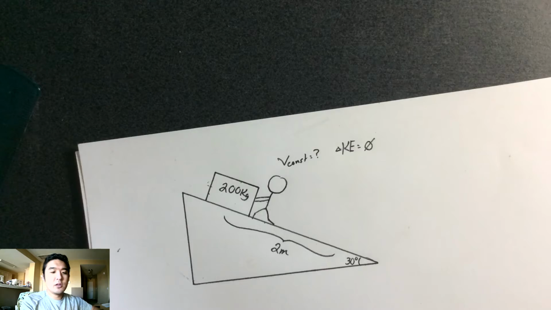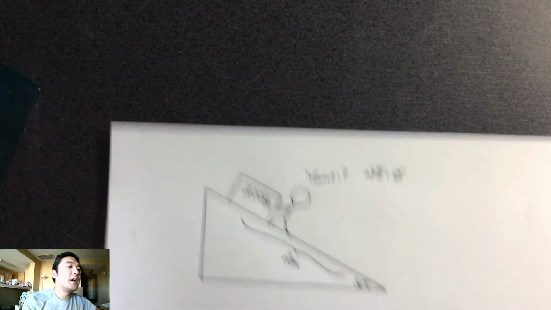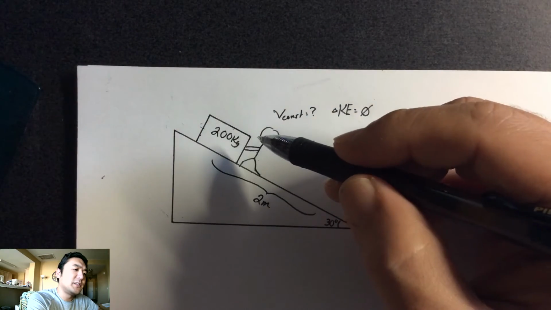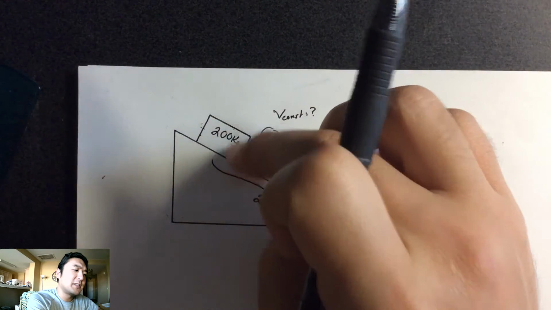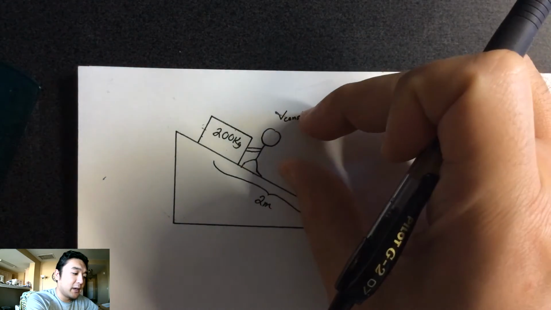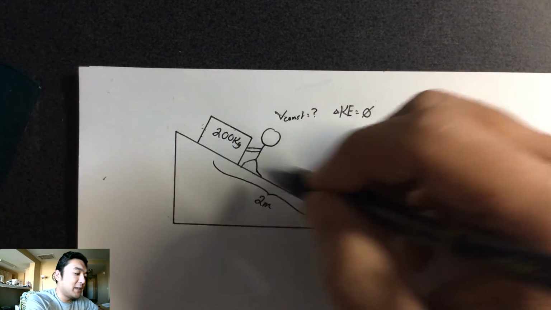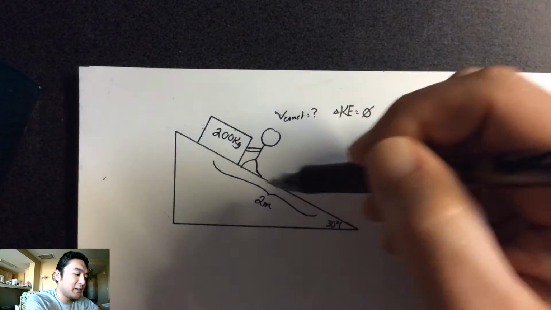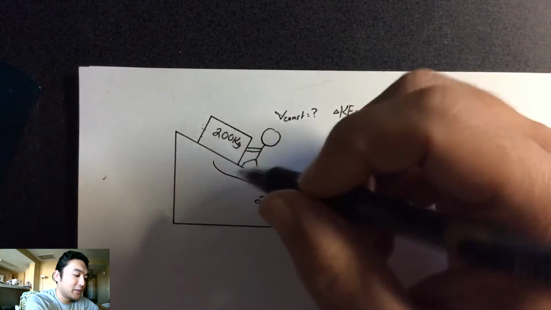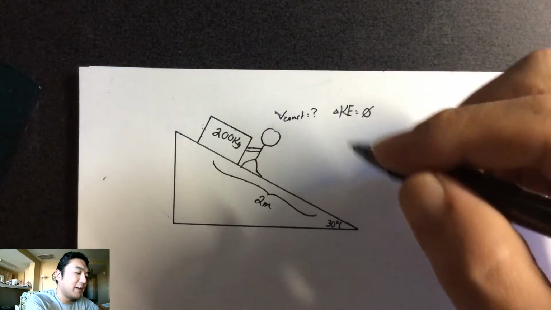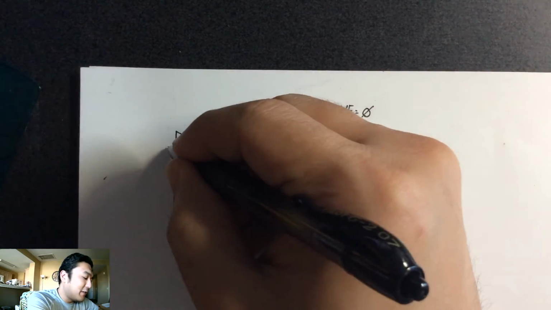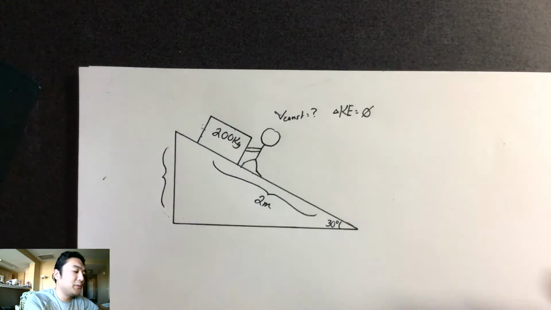So looking at the problem, we have this guy who is pushing up on this box, and this box is sliding down the incline at a constant rate, and it goes 2 meters. And so 2 meters down the incline here, we're not talking about a change in height of 2 meters, we're talking about this 2 meters of the incline, and if I make it 30 degrees, I can find a change in height if I want to.